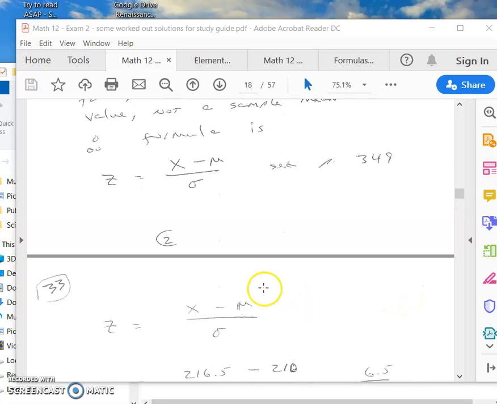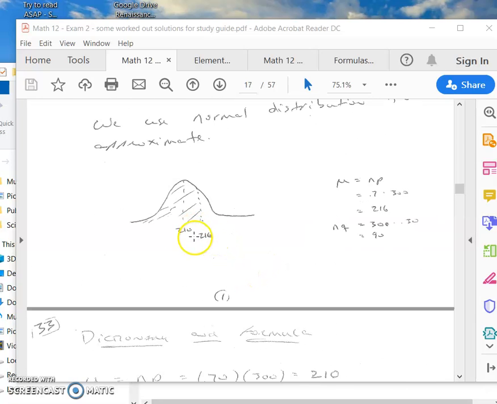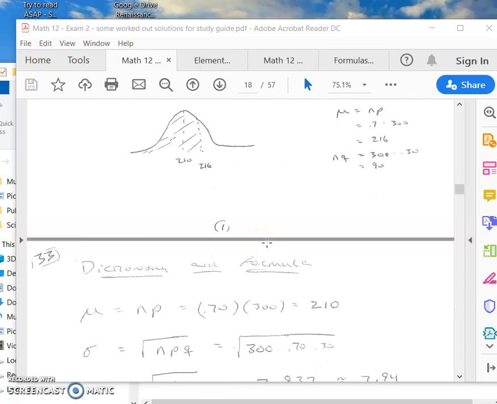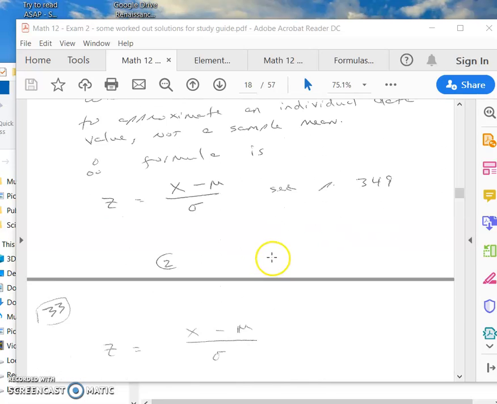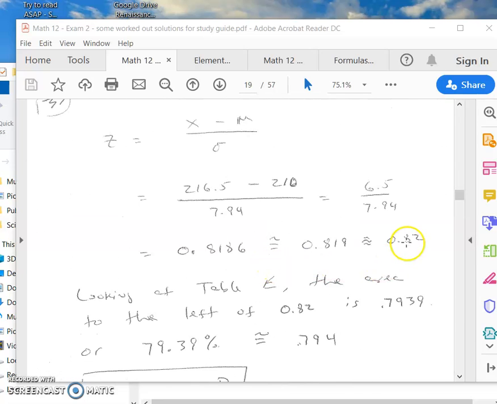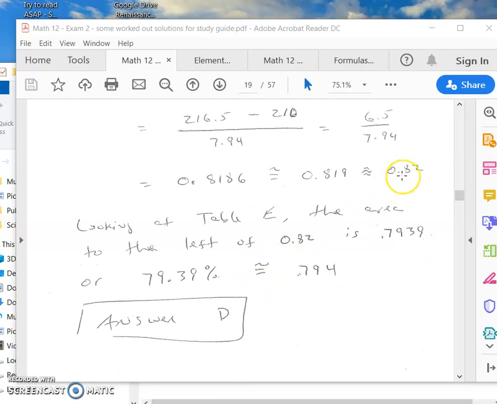So going back up here, I was at 216, 216 or less. I transform all of these variables into a Z-score, and it turns out that the corresponding Z-score is 0.82. So if we look at table E, at 0.82, we can find out what the area is. So let's do that.